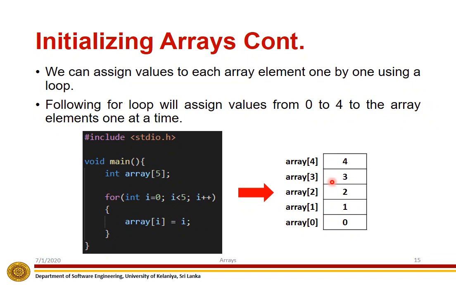So in the third position it will store 3. Then 3 plus 1, 4. 4 is less than 5. Then in the fourth position it will store 4. Then 4 plus 1, 5. 5 is not less than 5. So it will exit the loop. So it will assign 0 to 4 according to the index of the array.